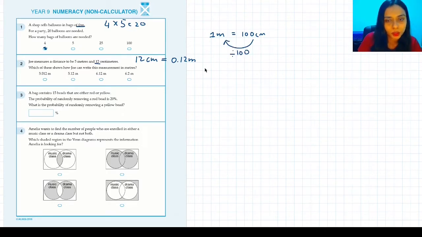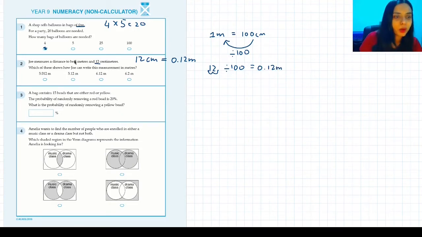So when you have 12 centimeters, dividing that by 100 gives us, and to divide, you just move your decimal place back 2 places, and that gives us 0.12 meters. Now, the total distance was 5 meters and 12 centimeters, so that will be 5 plus 0.12, and that will be 5.12 meters. And that's this.